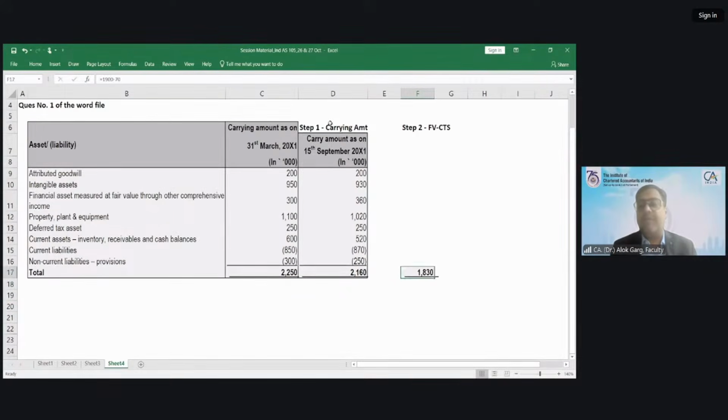Now, what is the impairment? From 2160, it became 1830. So 330. 330 is the impairment, right? Yes, sir.